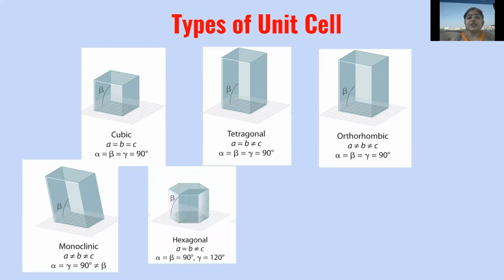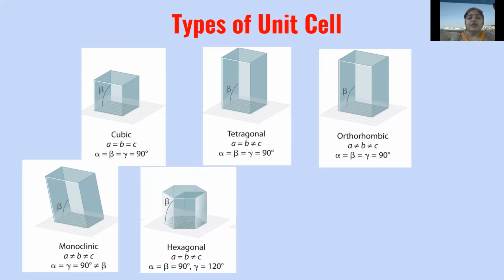Next, we have the hexagonal type, where two edges are equal, that is a is equal to b, but it is not equal to the height, that is it is not equal to c, something like the tetragonal. But here the angles alpha and beta are equal to 90. However, the internal angle gamma is not equal to 90, rather it is equal to 120 degrees. Then this gives rise to a hexagonal structure. So we call it the hexagonal unit cell.